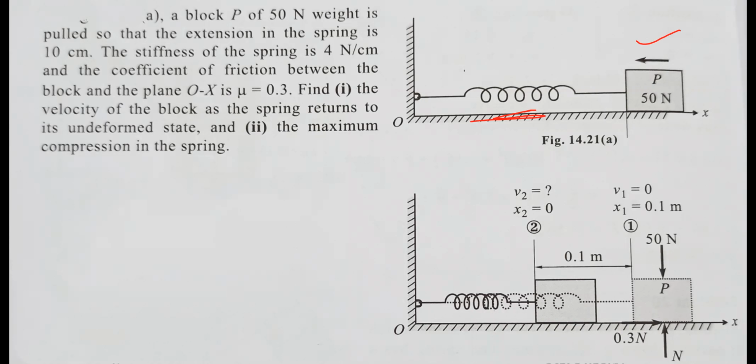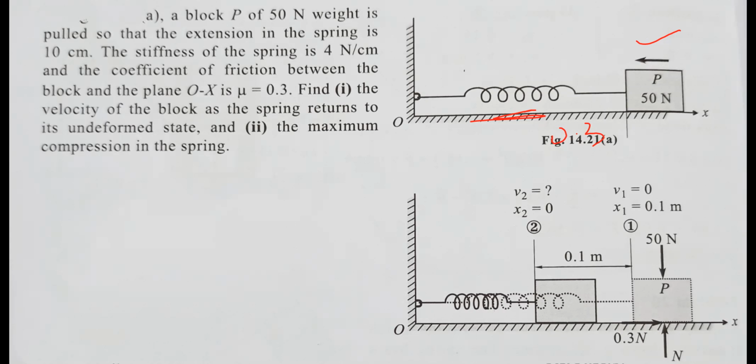and the coefficient of friction between the surface and the block is given to be 0.3. So we need to find here the velocity of the block as the spring returns to its undeformed state, and then we need to find the maximum compression in the spring.